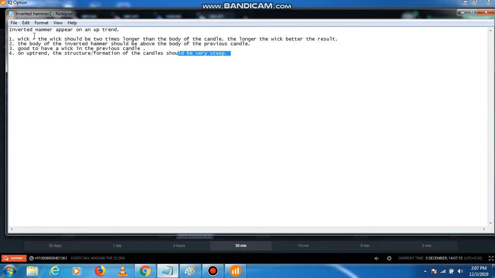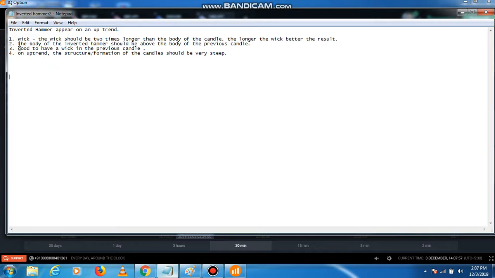Okay, so to begin with, I have tested this strategy. I normally use this strategy to get some money out of IQ Option. Basically, there are three, four rules to look for a perfect hammer. So the first thing is the wick. The wick should be two times longer than the body. Very simple. The longer the wick, the better the result. If it is three times longer than the body, then it works most of the time.